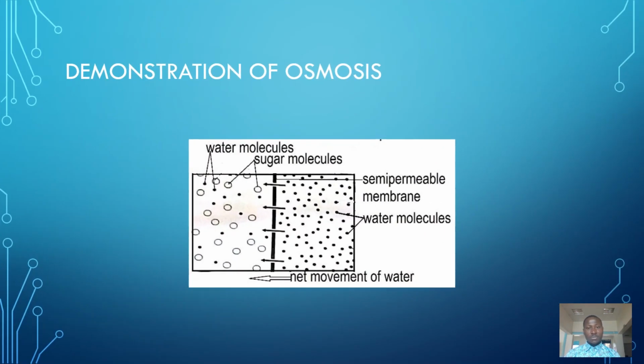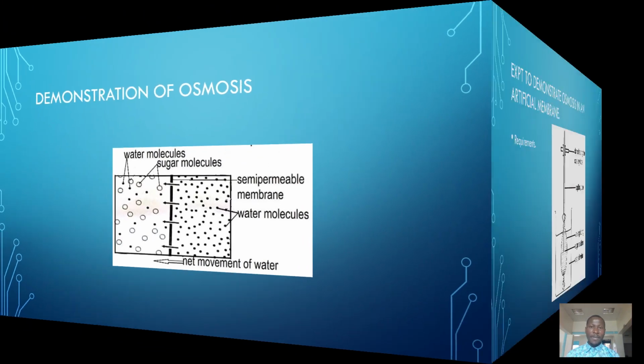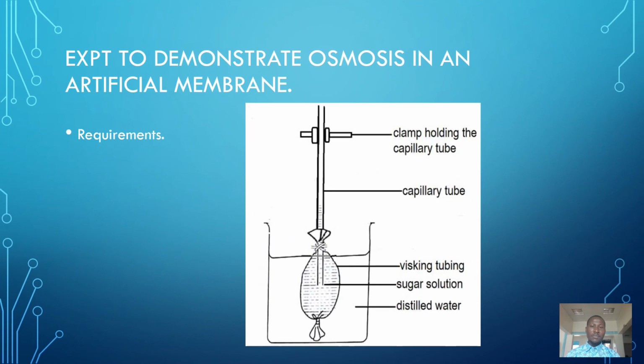To demonstrate osmosis here, we have two solutions. We have sugar solution and then water. Then molecules are moving from sugar solution to pure water by osmosis across a semi-permeable membrane, as demonstrated here. Then experiment to demonstrate osmosis in an artificial membrane.